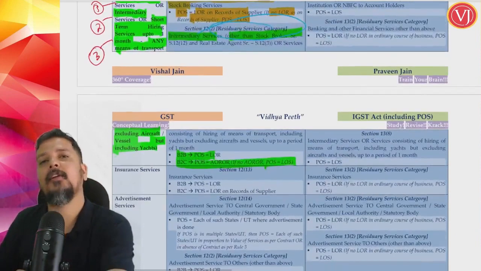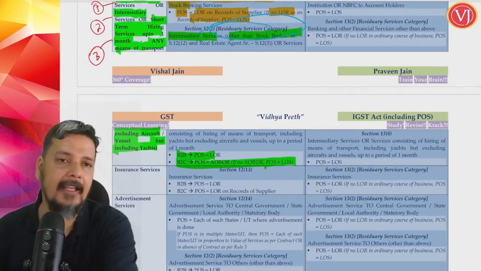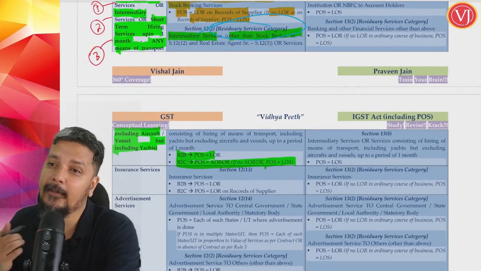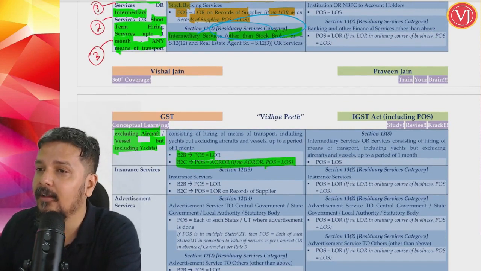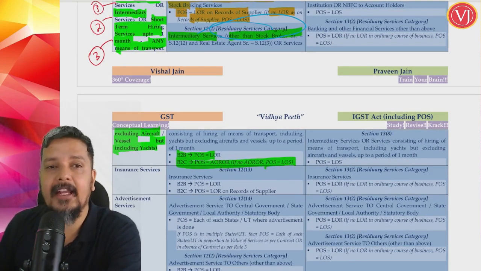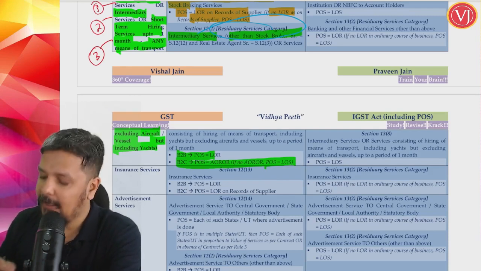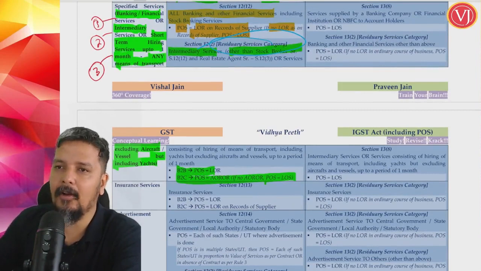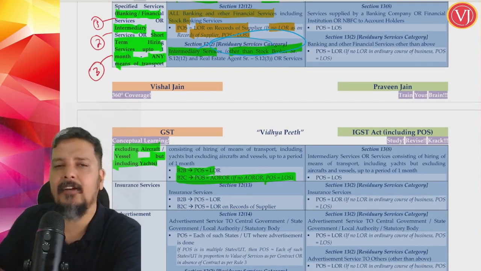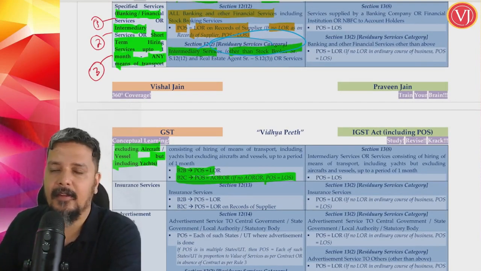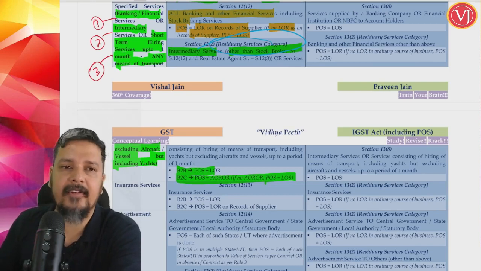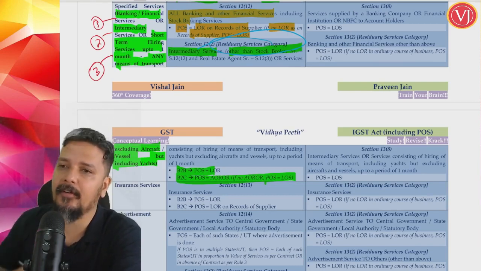So, in section 12, they address only banking and financial services. But they include one more extra service there. What is that? Stock broking. Banking and financial services along with stock broking. There they give a separate formula that we will go with the address of the recipient on records. If not available, we'll go with location of supplier. For all the other services that are discussed here, you go with the normal provision.